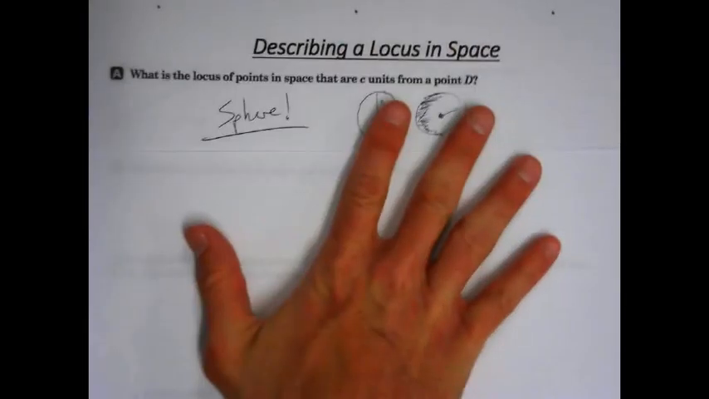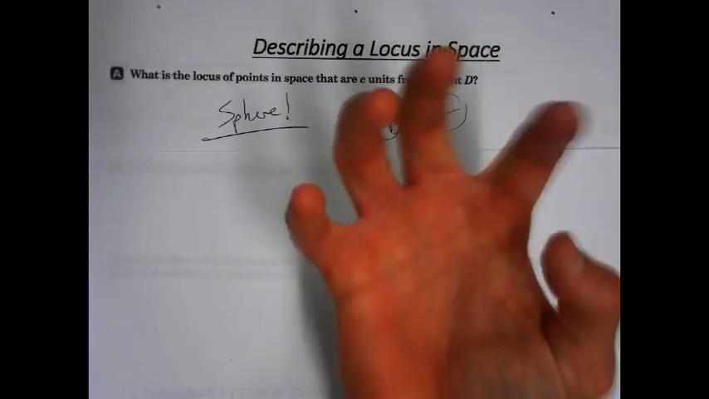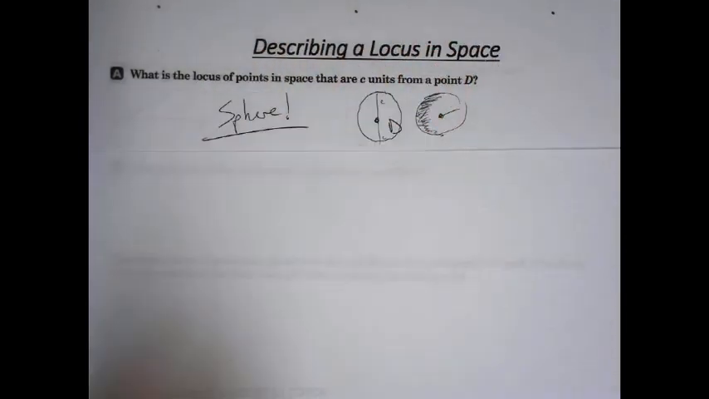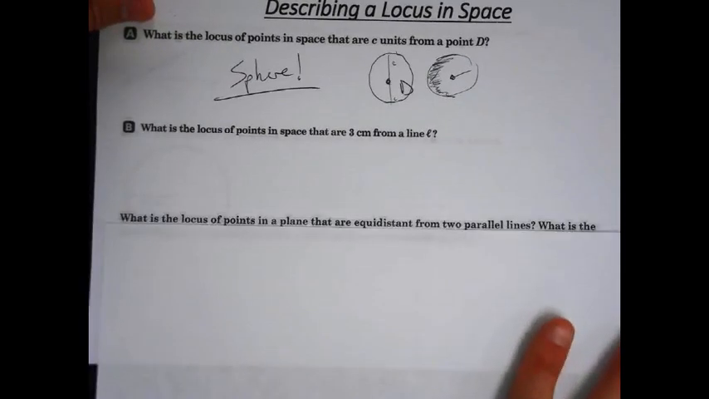So when we're talking about a locus in space, you have to consider it could pop out of the paper or down below the paper. So much fun. All right, next example.